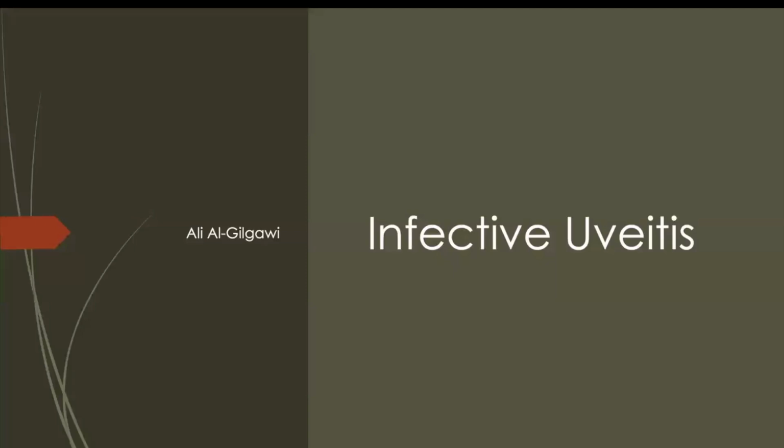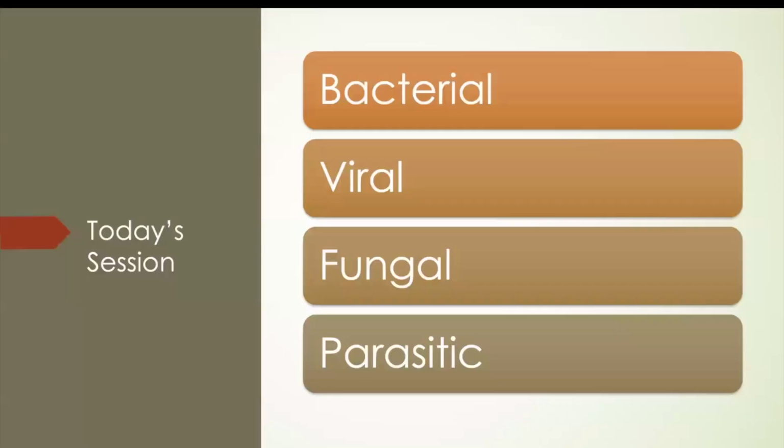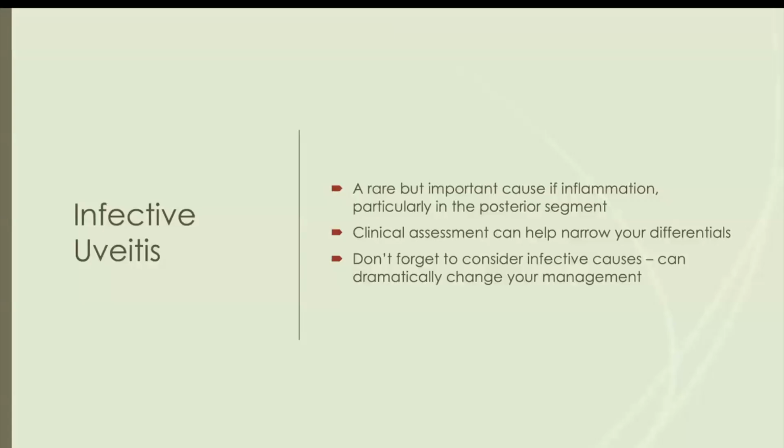So in today's session, we're going to look at different types of infective uveitis: bacterial, viral, fungal, and parasitic causes, looking at specific microorganisms and how they present in the eye. There's a lot of overlap in how they present, but the management can be quite directed at the probable microorganism. Generally, infective uveitis might be a rare cause of inflammation. It's a bit more common in posterior uveitis, but for anterior uveitis, infective causes may not be the most common cause. But it's a very important cause, especially when you're looking at posterior uveitis.